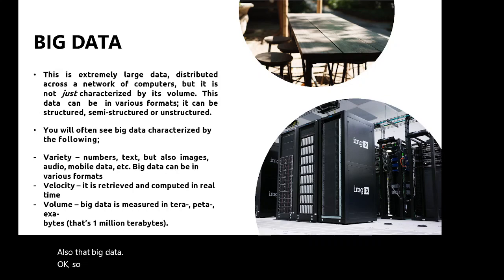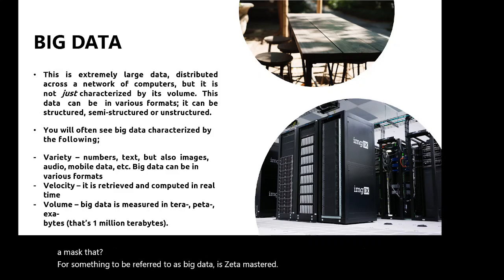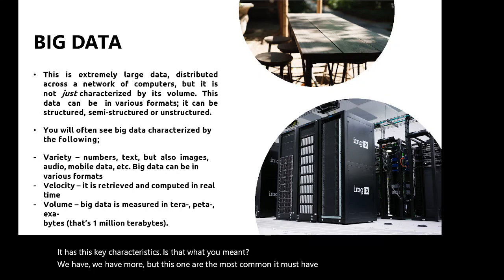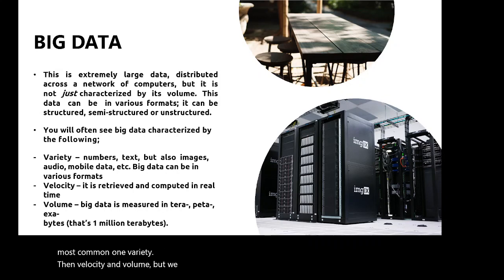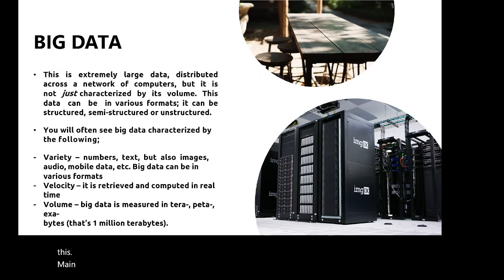Okay. So I don't know if I have understood your question, but is it a must that for something to be referred to as big data, it has these three characteristics? Is that what you meant? Yes. We have more, but these are the most common: variety, velocity and volume. We learn the others in the big data unit, the practical unit. But these are the major. For it to be referred to as big data, it must have these main characteristics of variety, velocity, and volume. It must be voluminous for it to be called big data.